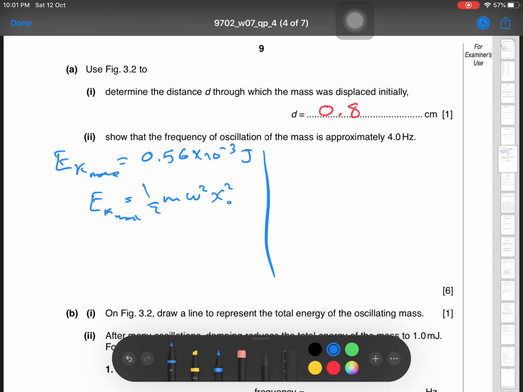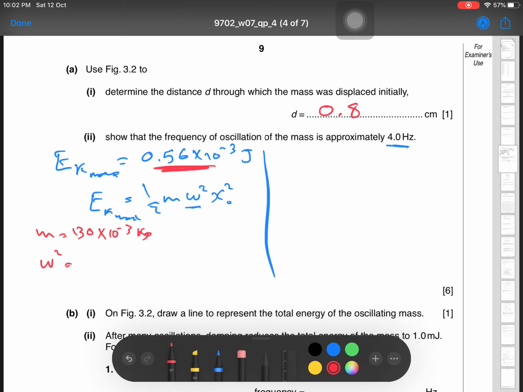Okay, we need to find the frequency. So we are going to consider omega squared as unknown, and we are going to substitute with the mass. Do you remember the mass? It is given, it's 130 grams. So we multiply 130 grams by 10 to the power of negative 3 to convert into kilograms. So 130 times 10 to the power of negative 3 kilograms. And we have the kinetic energy already. We already calculated from the graph, so we can find omega squared.